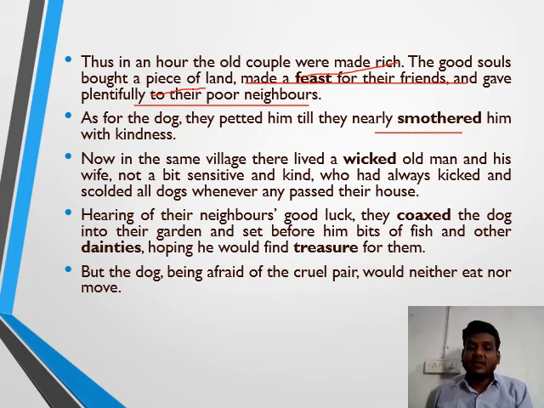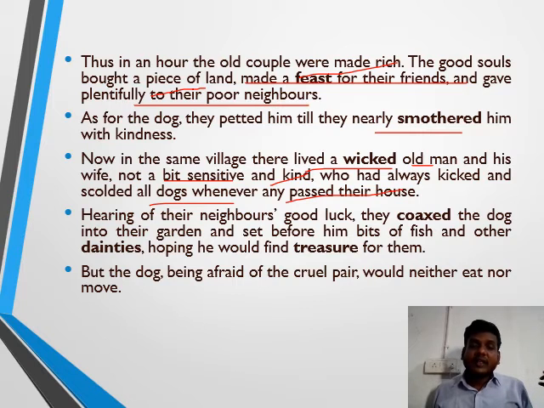Now, in the same village there lived a wicked man and his wife. Wicked means an enemy, we also call enemy. He was not a bit sensitive, not a kind person, who always kicked and chased away all dogs that passed by. Suppose some dog comes near you, he also kicks it and hits the dogs. These types of people are not sensitive and not kind.